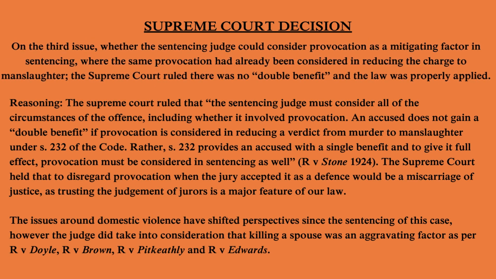As to the issue of whether the sentencing judge should have considered provocation as a mitigating sentencing factor, when it already had been considered to reduce the charge from second-degree murder to manslaughter, the Supreme Court found it was in fact Stone's right under Section 232 of the Criminal Code to have mitigating factors be considered in both his charge and his sentence. The Supreme Court said this does not count as a double benefit, but rather it is the complete right under Section 232. There's also evidence that the judge balanced this factor against the aggravating factor of killing a spouse, referencing Doyle and other cases.